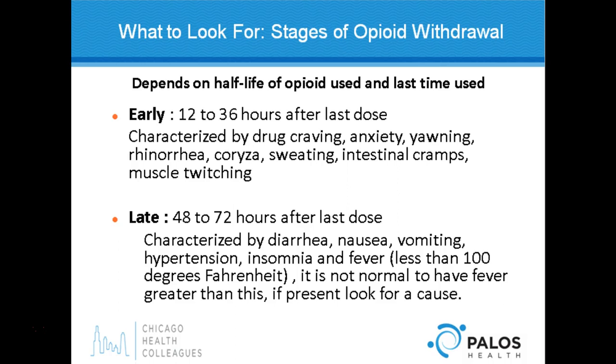On average, most people will have symptoms of drug craving, anxiety, yawning, rhinorrhea, coryza, sweating, cramps, muscle twitching, diarrhea, and these will be symptoms that you can easily characterize by using a clinical opioid withdrawal scale.